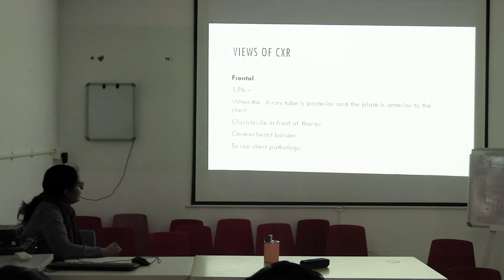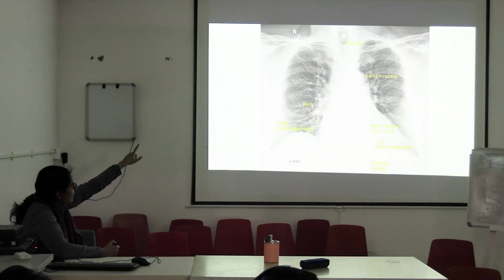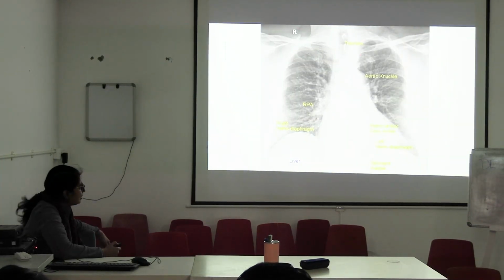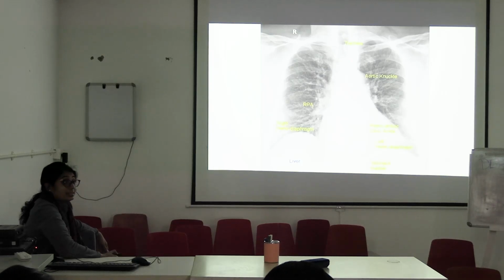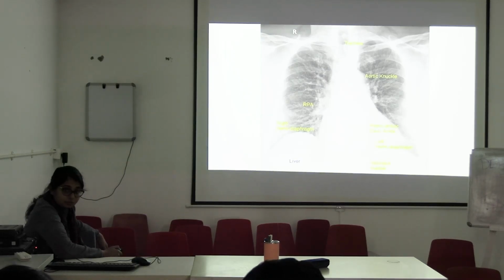Okay? Then just interpret this. The clavicles appear to be in the front, the heart borders are clear. Okay? Can you see the vertebral column? No, the vertebral column is not so clear. So it is PA view. Understood?